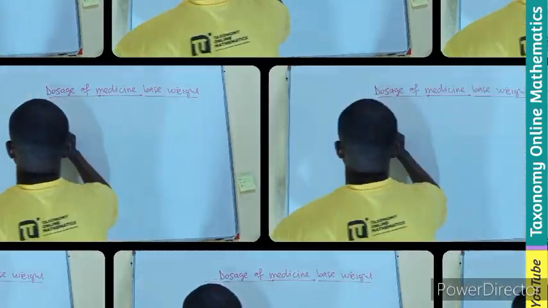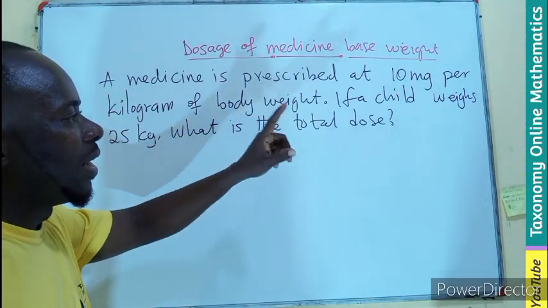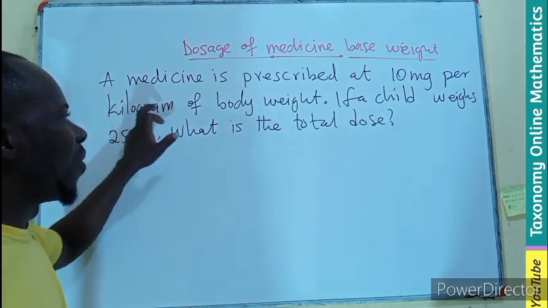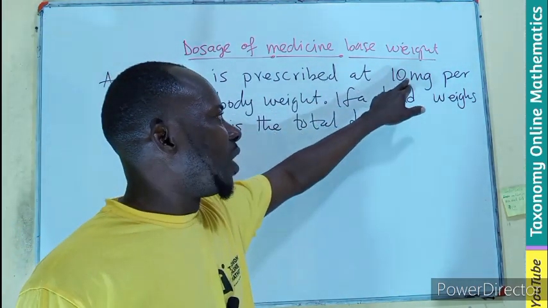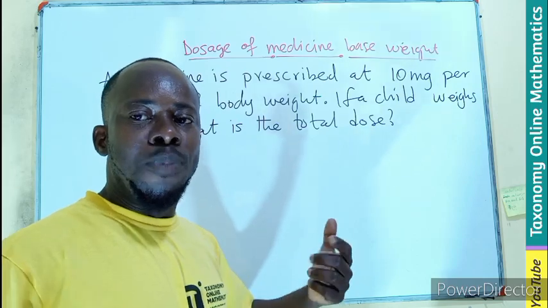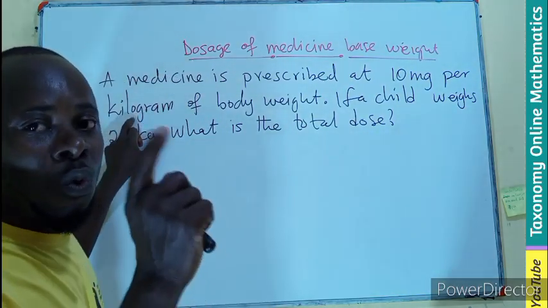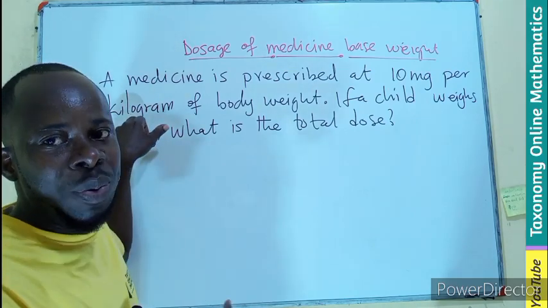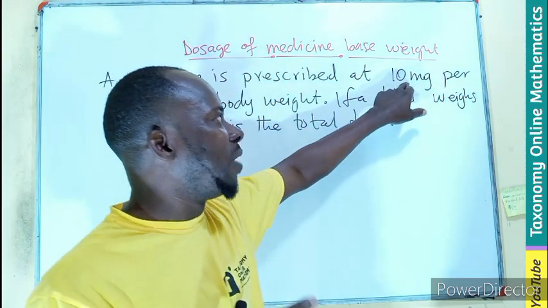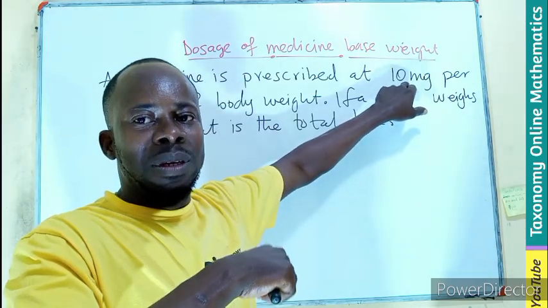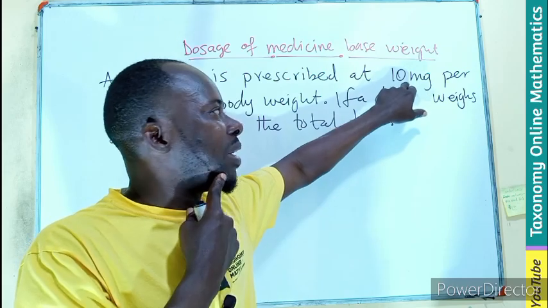Let's take a scenario. A medicine is prescribed at 10 milligram per kilogram of body weight. This means that we need to give 10 milligram to a body that is weighing 1 kilogram. If your weight at the OPD is 1 kilogram, then you'll be given 10 milligram. Milligram is measuring the mass of the medicine. The mass of the medicine.